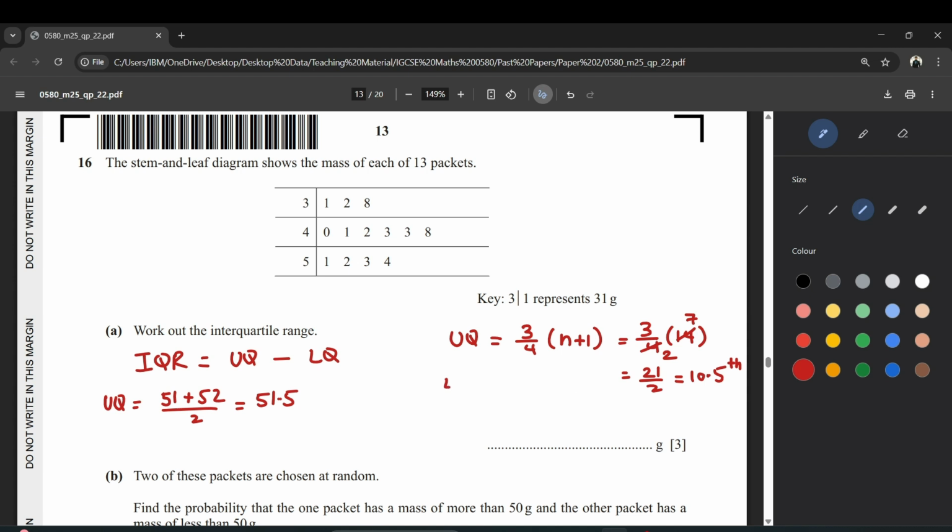Okay, now for lower quartile, we have 1/4 of n plus 1. So that is 1 over 4 times 14, which is 7 upon 2, that is 3.5. So this is the 3.5th position. So the lower quartile is going to be the mean of the value at third position and fourth position. So this is 38 and this is 40. So 38 plus 40 divided by 2 equals 39.